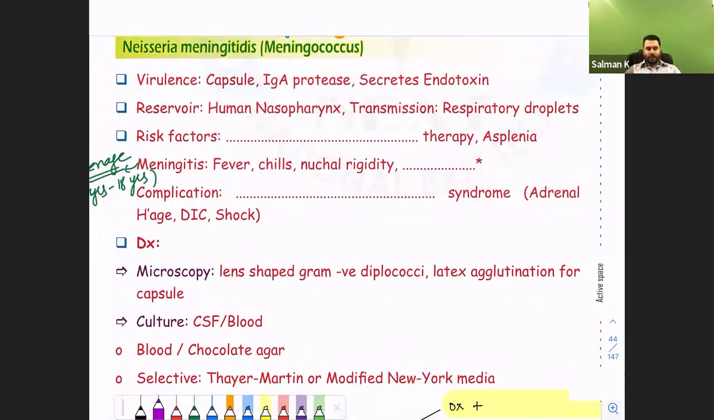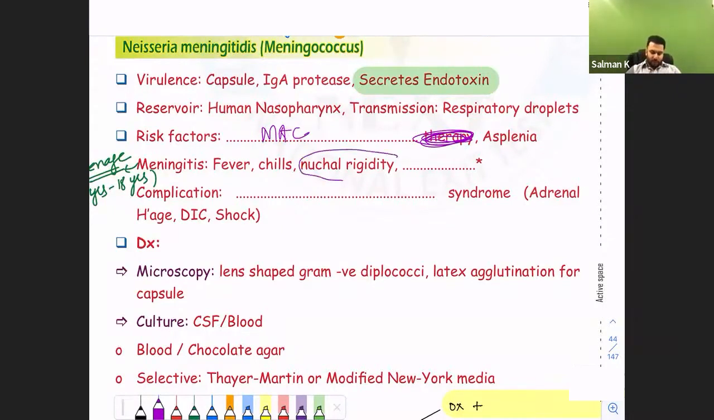Neisseria meningitidis, or meningococcus, please remember, this organism can actually produce shock. It secretes endotoxin that produces shock. Now, what are the risk factors here? The risk factor you should remember is MAC deficiency, which increases the risk of this organism.